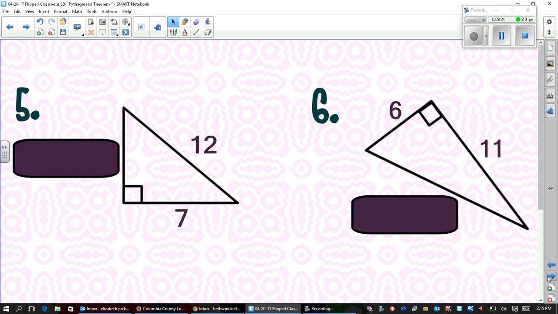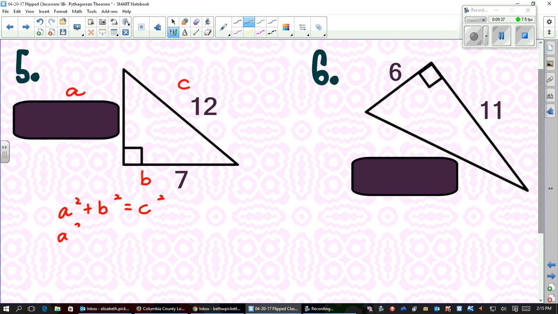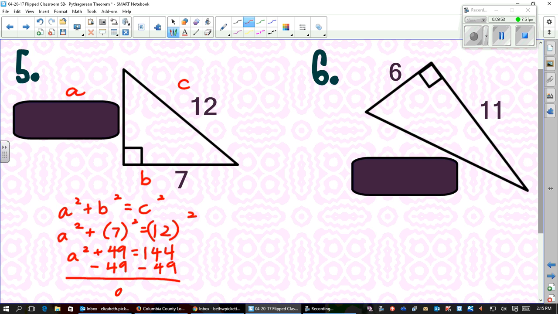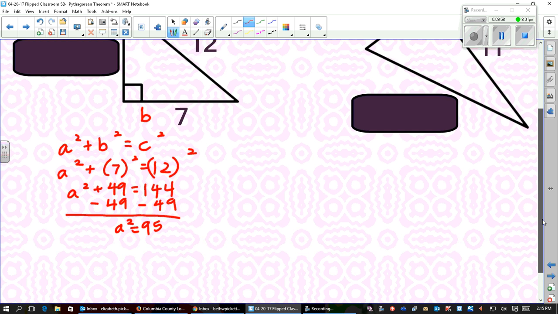All right, let's quickly work through these last two, C, A, and B. As you go through this, you should be able to get a little quicker and maybe even be able to skip some steps as you go. A squared plus 7 squared equals 12 squared. A squared plus 49 equals 144. Subtract 49 from both sides. A squared equals 95. Take the square root.